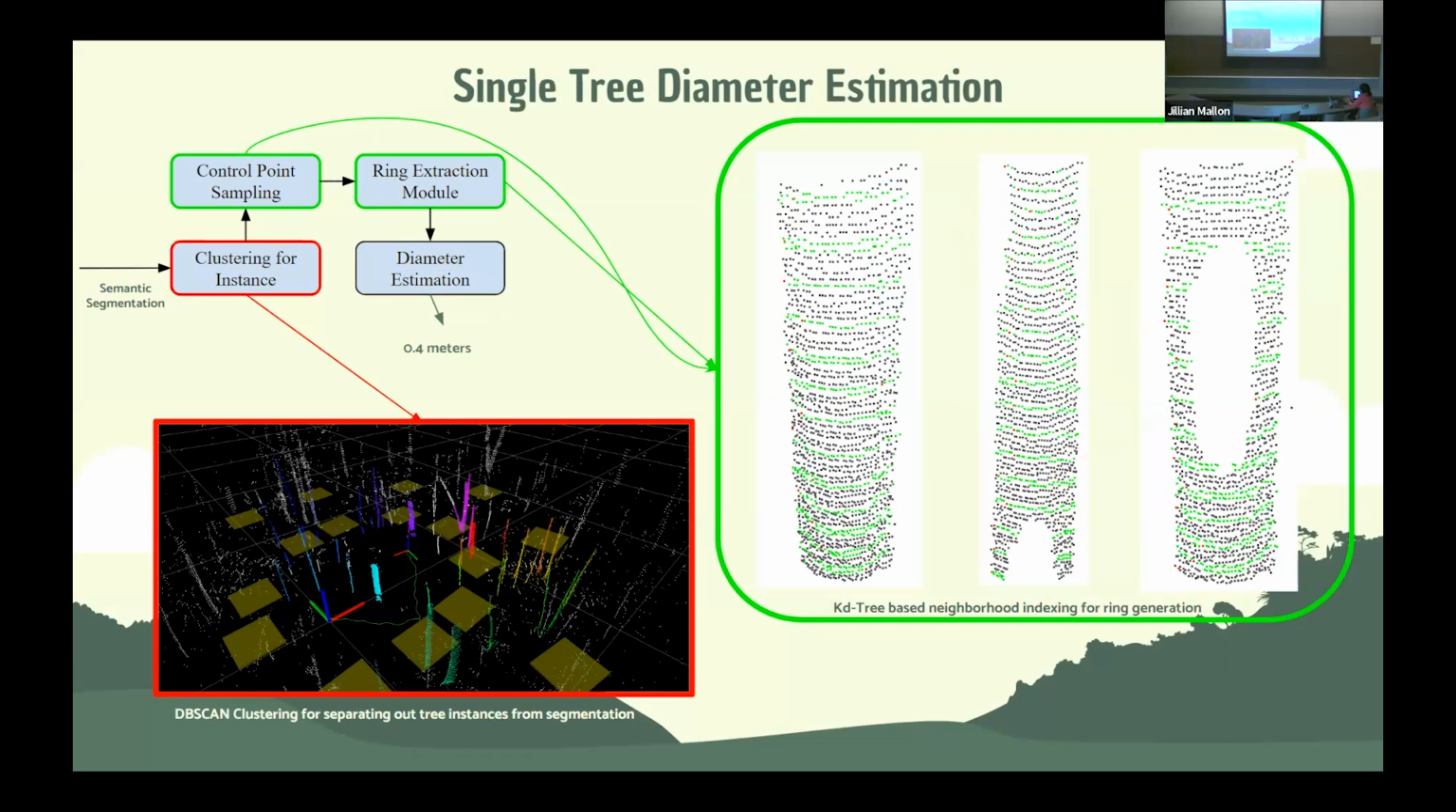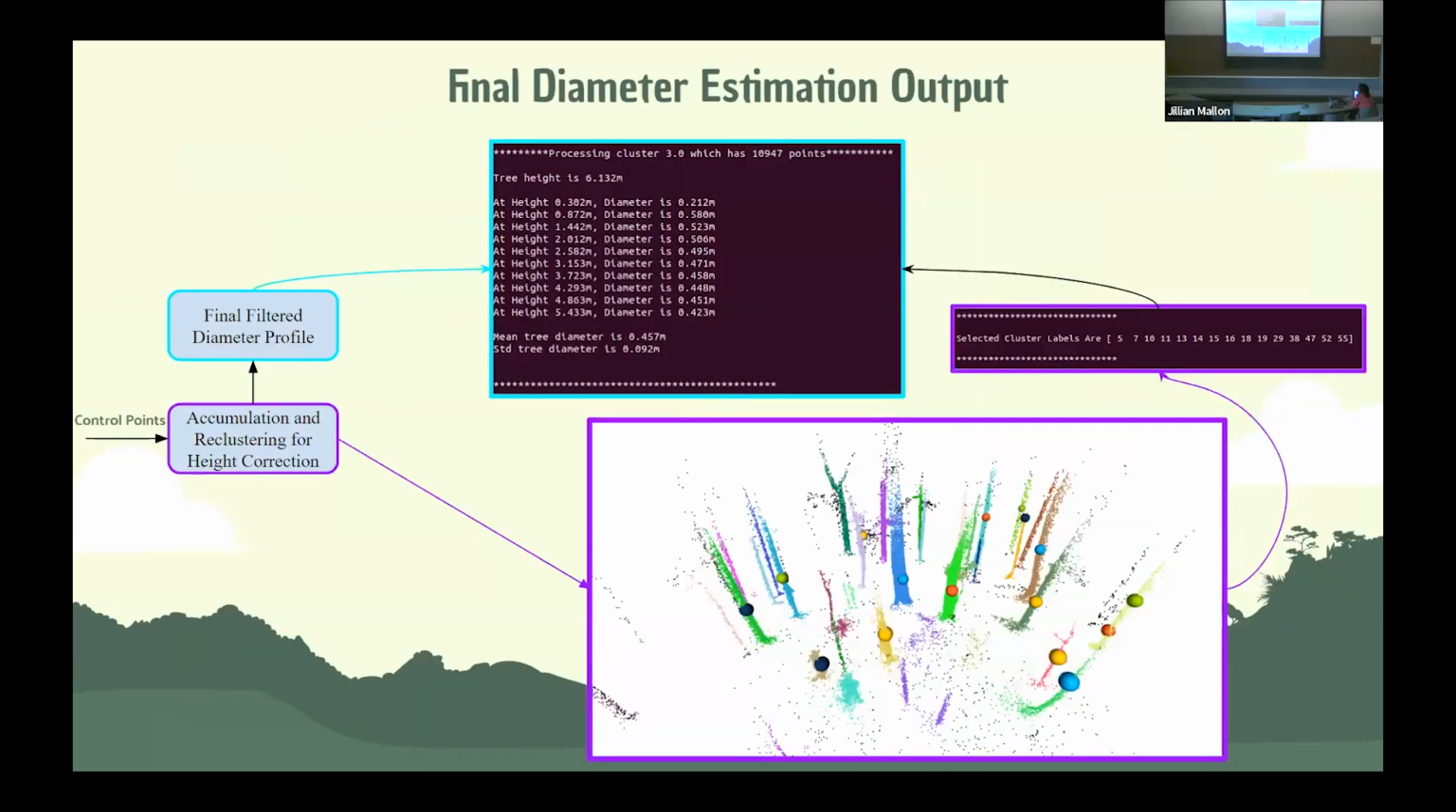And there are multiple instances of trees coming in from multiple different views at different heights for different trees across different timestamps. So the next step is to accumulate all of them. This allows us to associate all of the control points to a single tree, and it also allows us to correct for height ambiguities if the quad is flying very high.